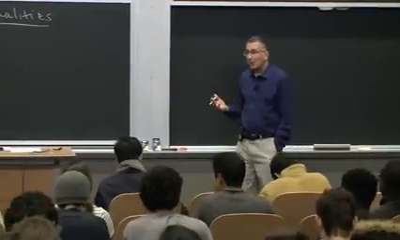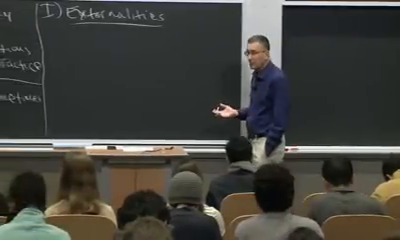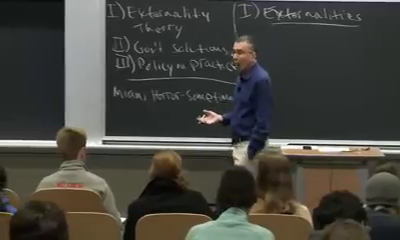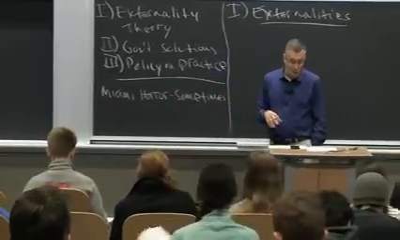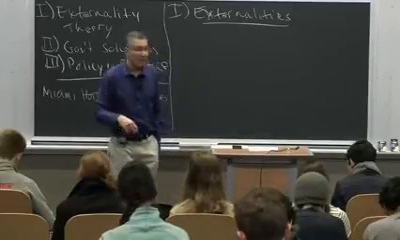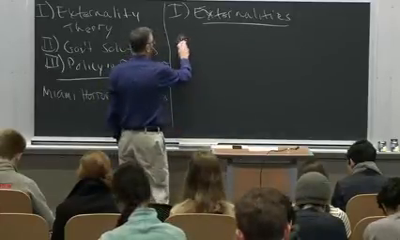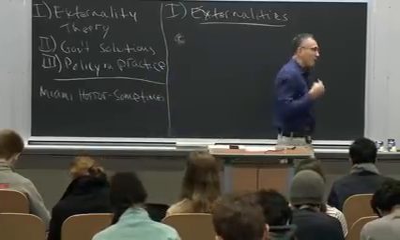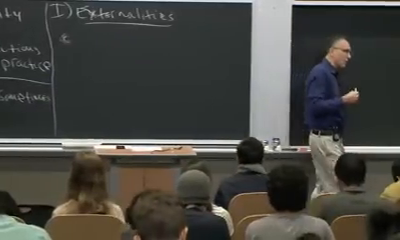One barrier is imperfect competition. One barrier was imperfect information. A third barrier to welfare maximization, or a third source of market failure, is externalities. That's the third source of market failure, and we're going to talk about that today. And what is an externality? Let me be very clear about the definition.